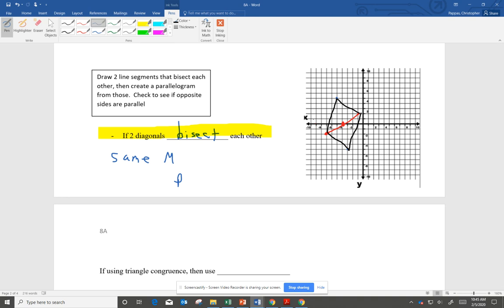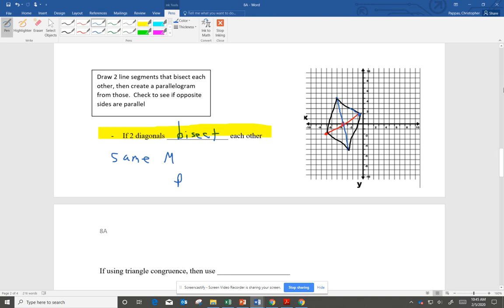I forgot my blue diagonal here. So the diagonals bisect each other. They bisect each other. They have the same midpoint. Okay. So now I know my points are a little sloppy. I can calculate the slope of the opposite sides here and the slope of the opposite sides there. And I should be able to see that the opposite sides have the same slope, making the opposite sides parallel as well. Okay. So just draw two lines that have the same midpoint. Those will be your diagonals.